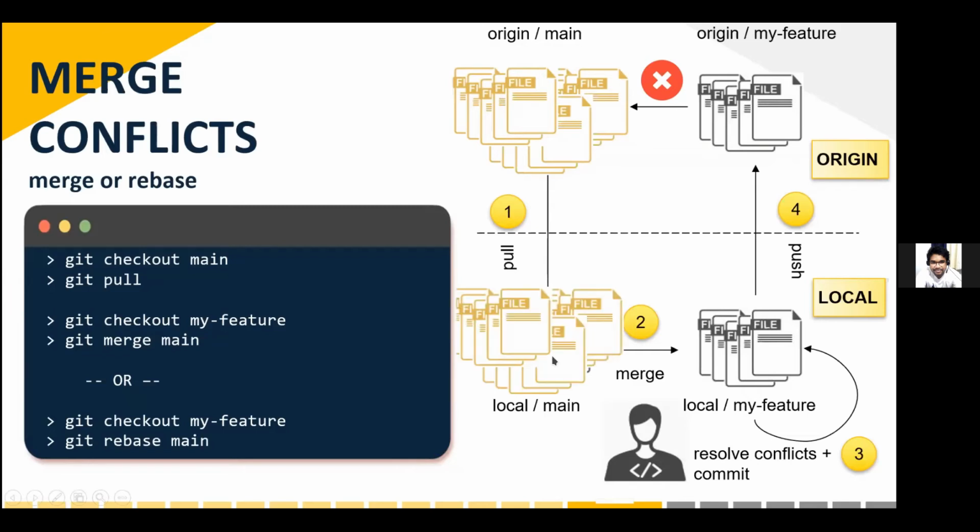We now have those changes in our local main. Now what we're trying to do is merge these changes into my feature or other new feature branch. This is the same thing that we tried to do in the GitHub as well.